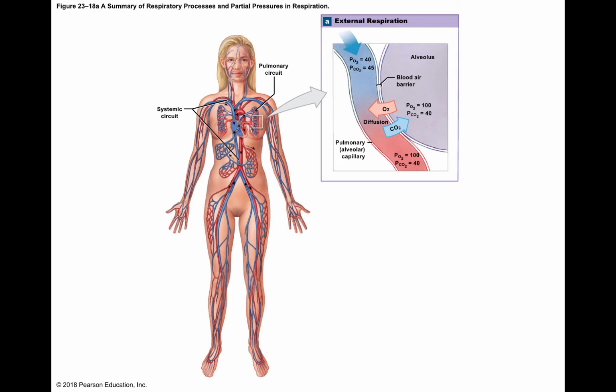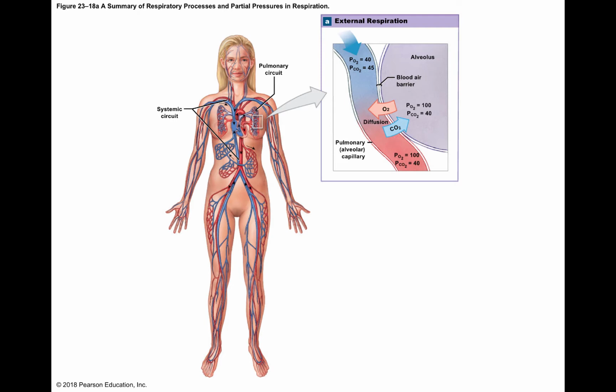And so carbon dioxide molecules will move from the high PCO2 of 45 to the low PCO2 of 40. Carbon dioxide molecules are moving out of the blood into the alveolus, and they'll keep doing that until the PCO2 equals 40. Again, it can't go any lower than what's in the alveolus, so now it's down to 40.